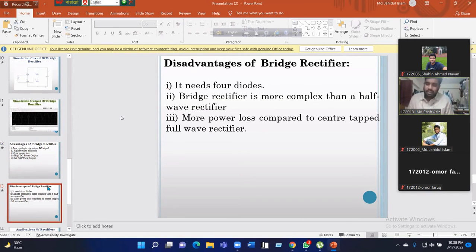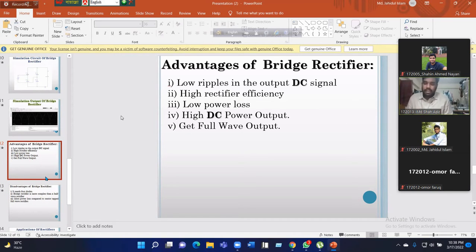Another most important advantage of the full bridge rectifier is that the output frequency is twice the input frequency. In mathematical terms, we write it as Fo equals 2 times Fi.